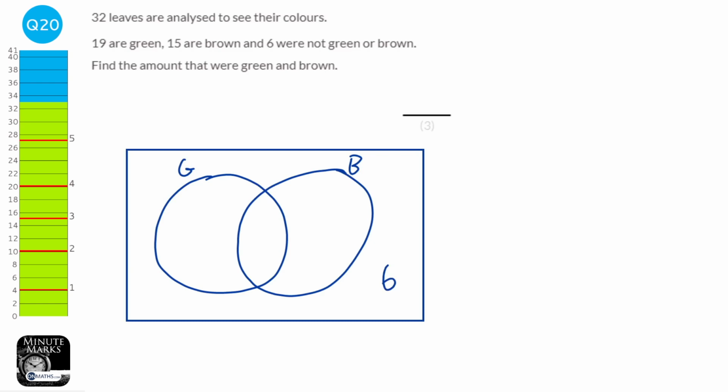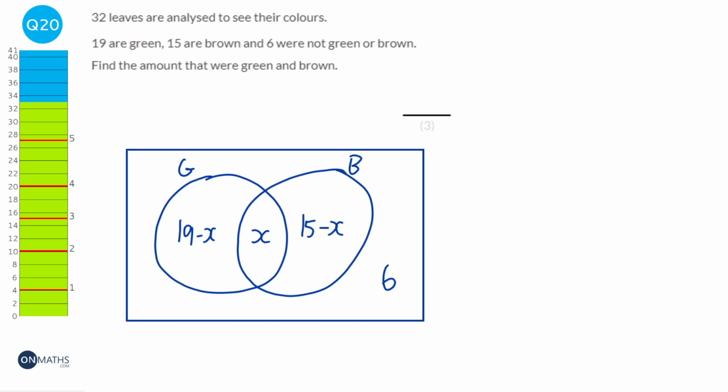We're told that 19 are green, but we don't know which, either they're in here or a bit of both. So what we can do is we can label the center x, and we can say that there are 19 take away x just green, because they could have been both green and brown. And for the brown we can do the same. So it'd be 15 minus x.